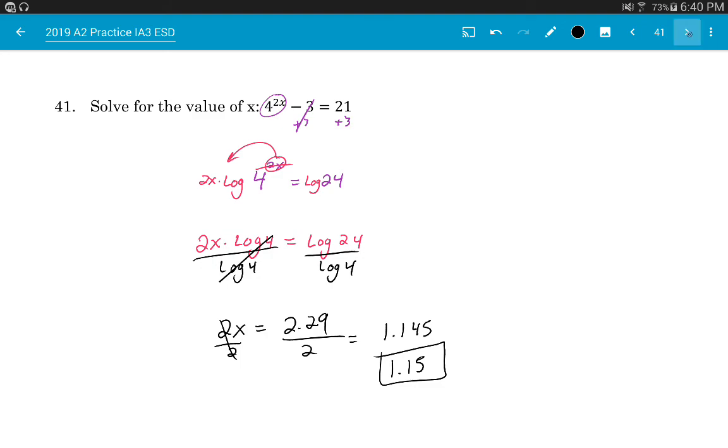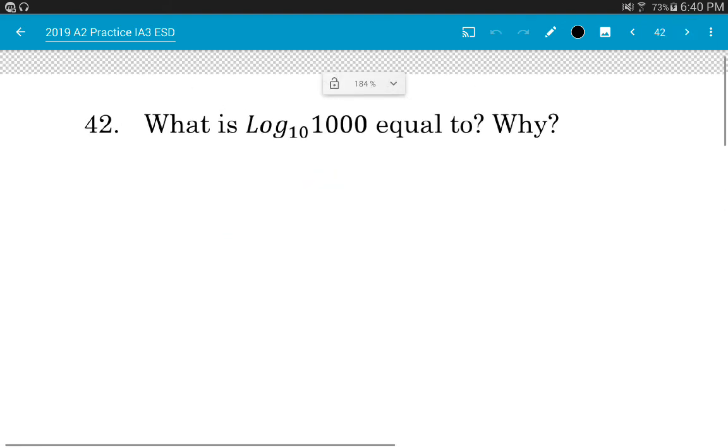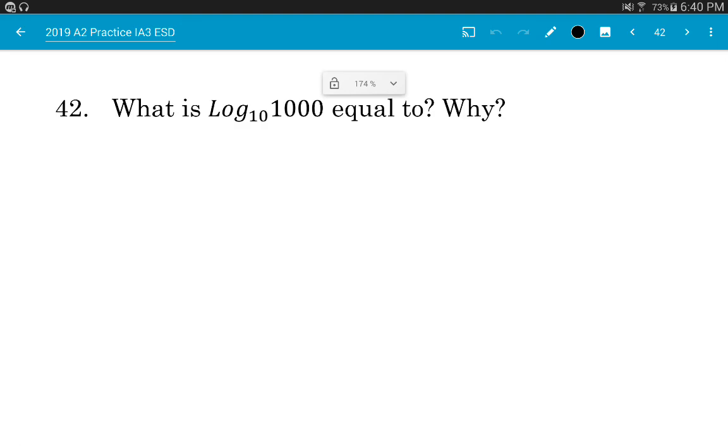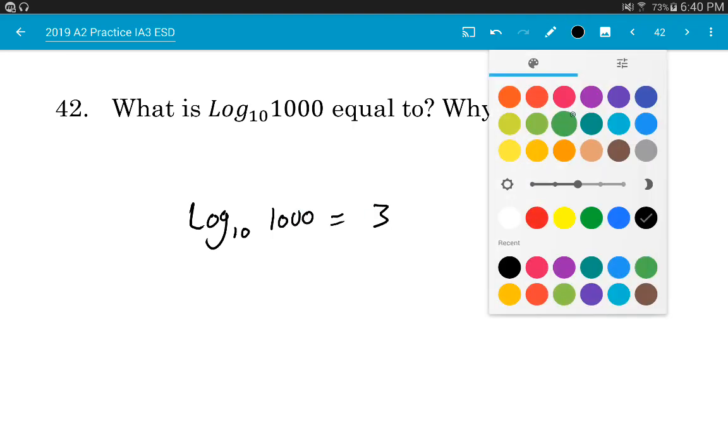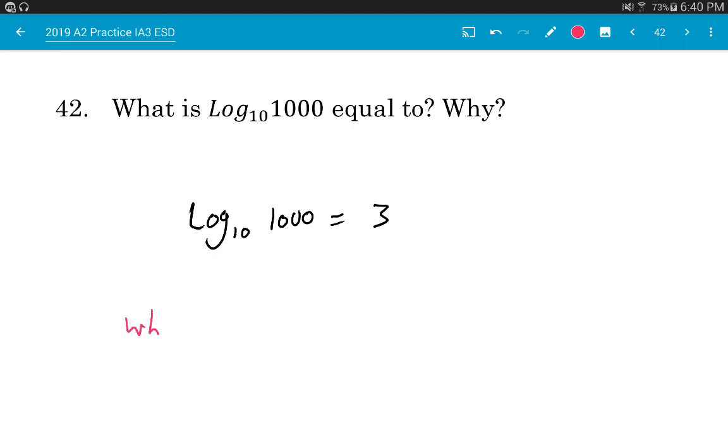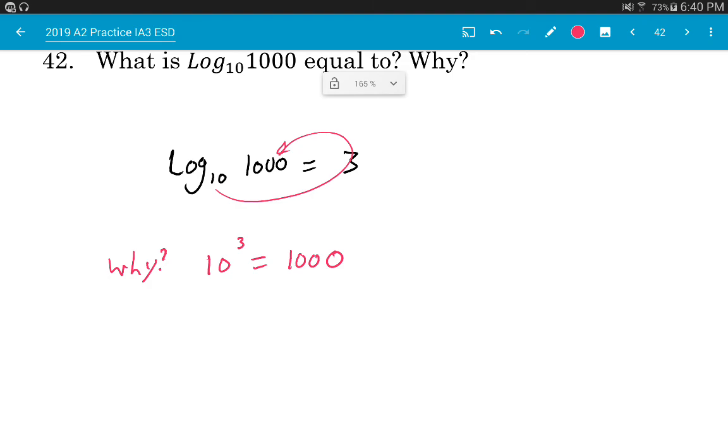All right. Last question. What is log base 10 of 1,000 equal to, and why? Well, first off, log base 10 of 1,000 is equal to 3. Why? Because of the swoop. Because 10 to the 3rd is equal to 1,000. And that's it. There you have it.